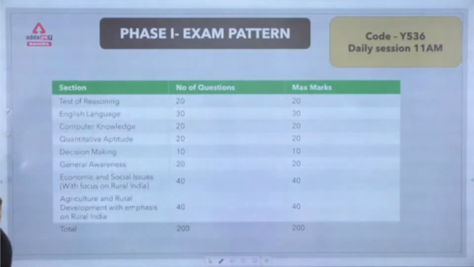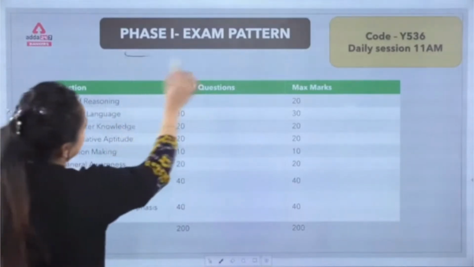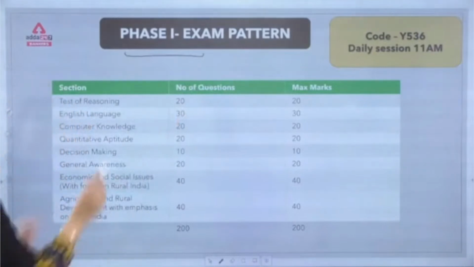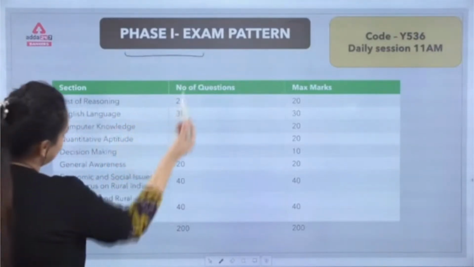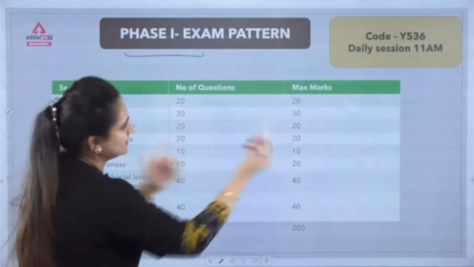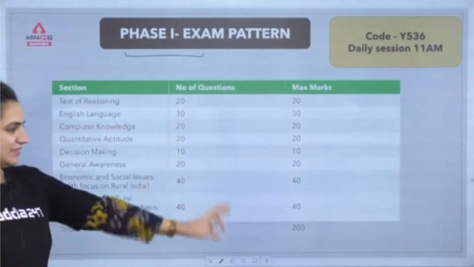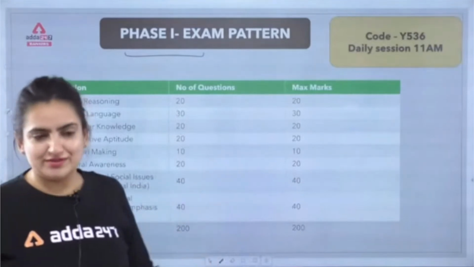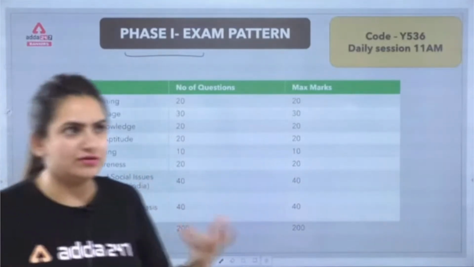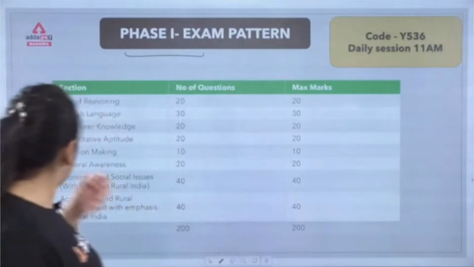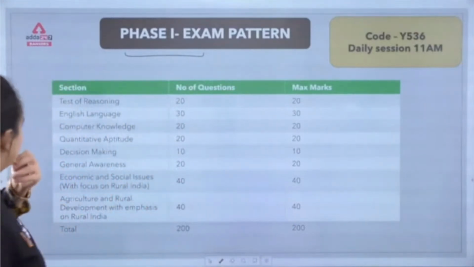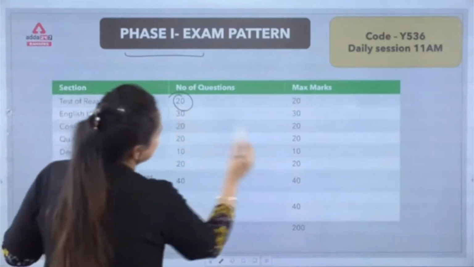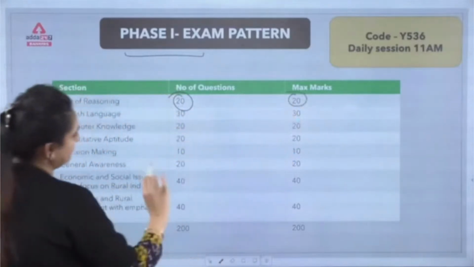Alright guys, so moving forward, I had already explained the phase 1 exam pattern: this is the section, this is the questions, and this is the marks. It will take up 200 marks in totality. The number of questions will be 200 here, and a composite time of around 2 hours would be given to all of you. Moving forward, number of questions, maximum marks.